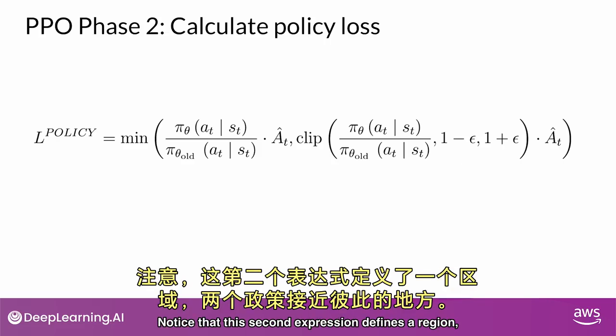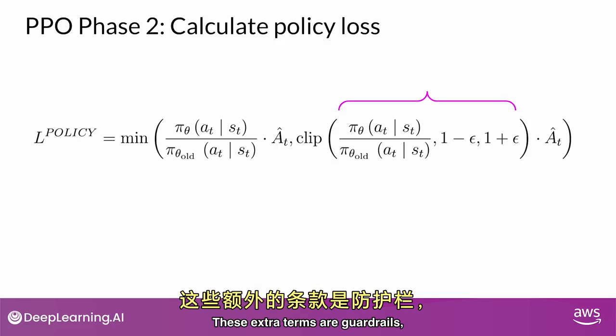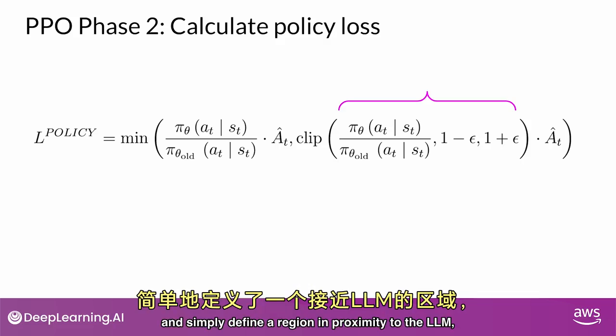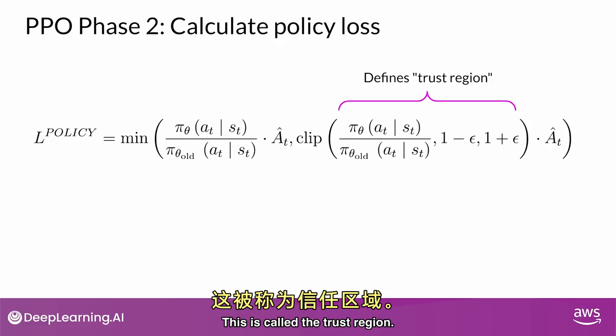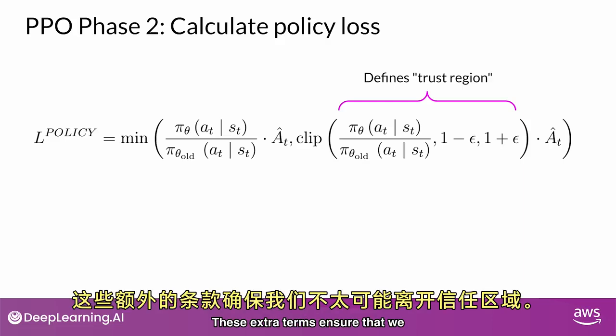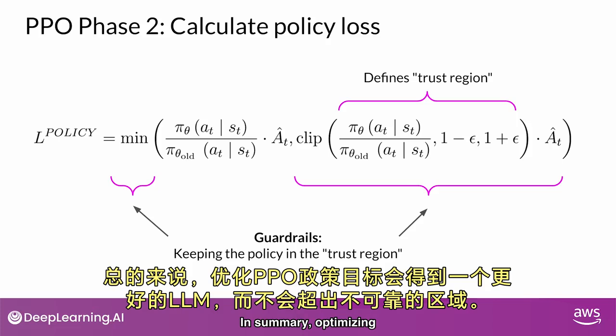Notice that this second expression defines a region where two policies are near each other. These extra terms are guardrails and simply define a region in proximity to the LLM where our estimates have small errors. This is called the trust region. And these extra terms ensure that we are unlikely to leave the trust region. In summary, optimizing the PPO policy objective results in a better LLM without overshooting to unreliable regions.